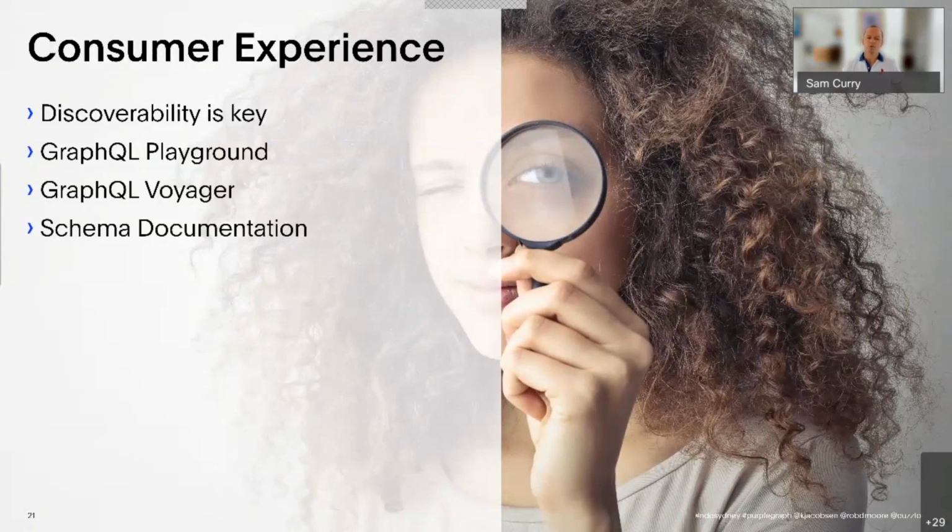Voyager is another useful UI. It renders your schema visually as an entity relationship diagram, allowing you to browse the schema and navigate through relationships without worrying about writing and executing queries. There'll be a short demo of these UIs later in this presentation.